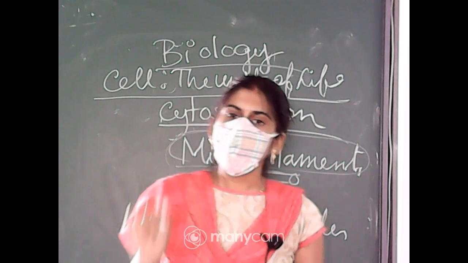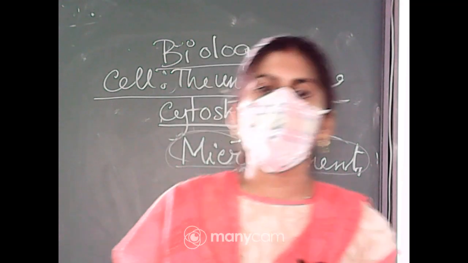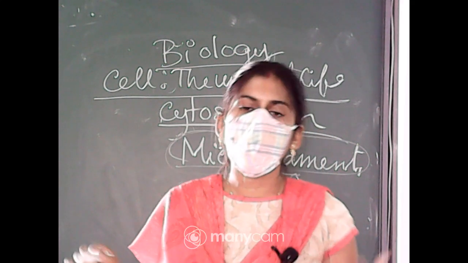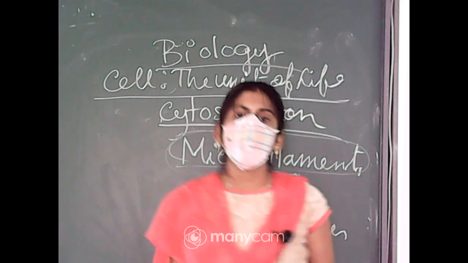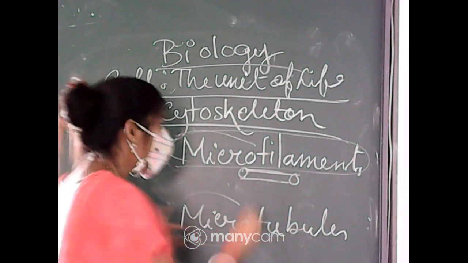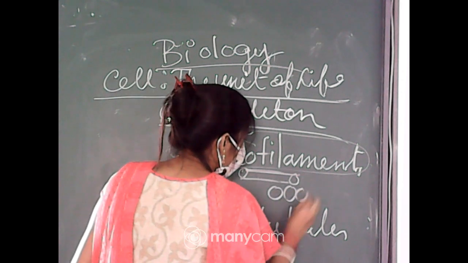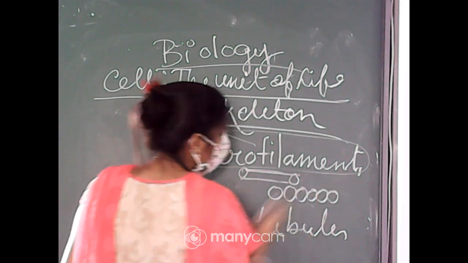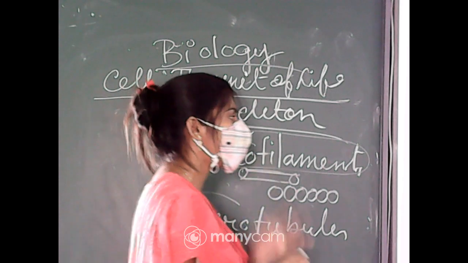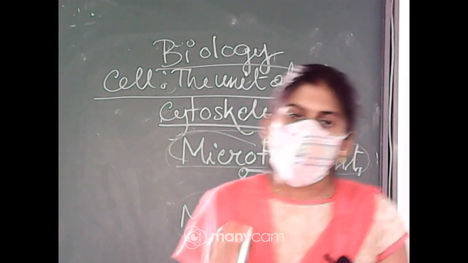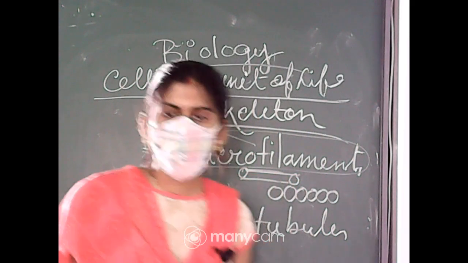up of actin protein. This microfilament is mainly made up of actin protein, and sometimes some myosin proteins may be present. You can see globular actin, and this is forming a filamentous structure. That is why it is also called F actin.